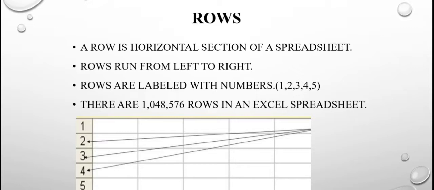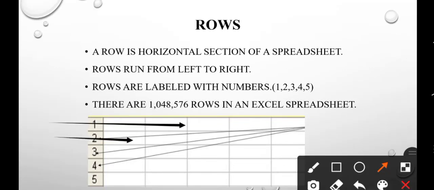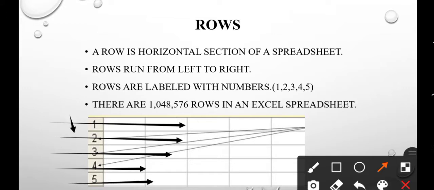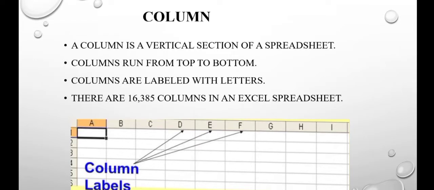There are 10,48,576 rows in an Excel spreadsheet. Like we see, the horizontal section is called a row. These are labeled with numbers 1, 2, 3, 4, 5 up to 10,48,576. Next, column. A column is a vertical section of spreadsheet.